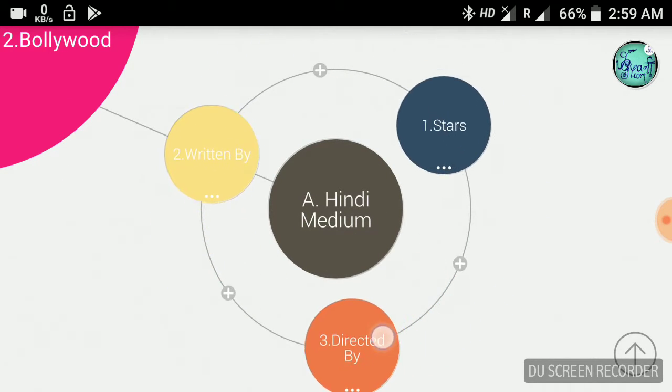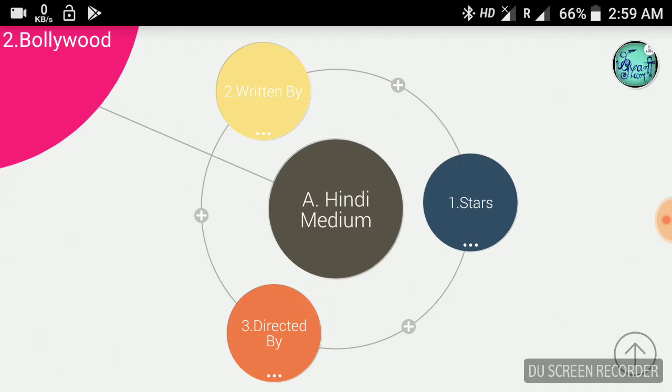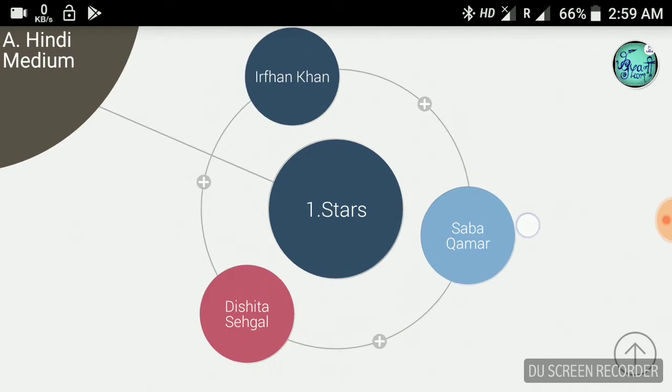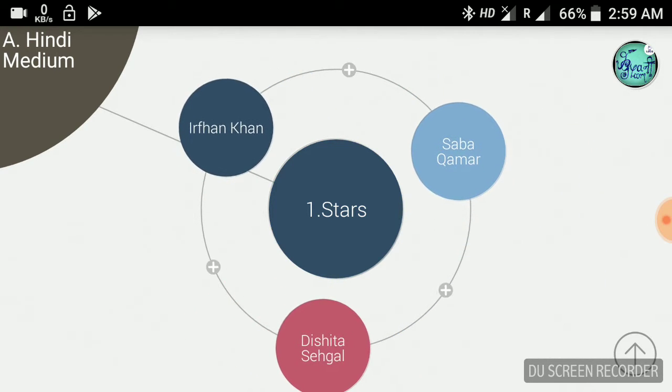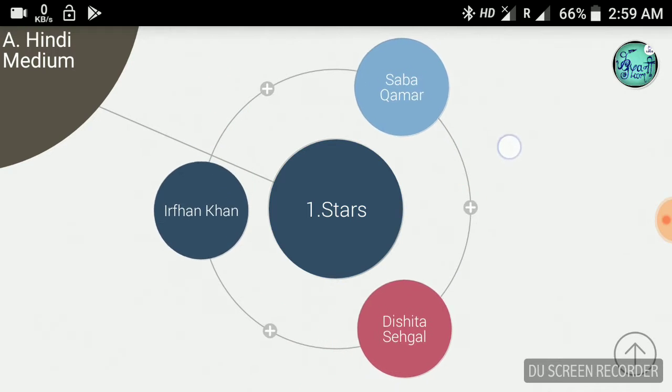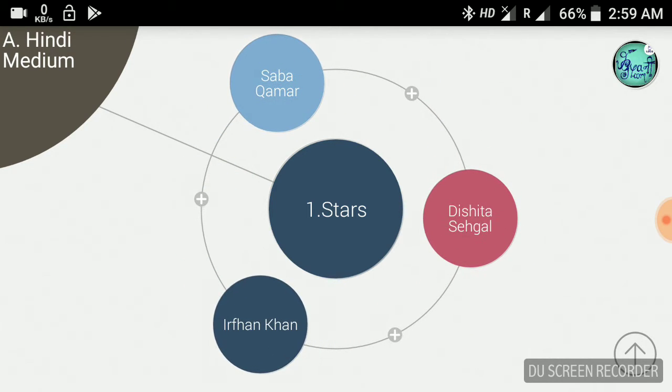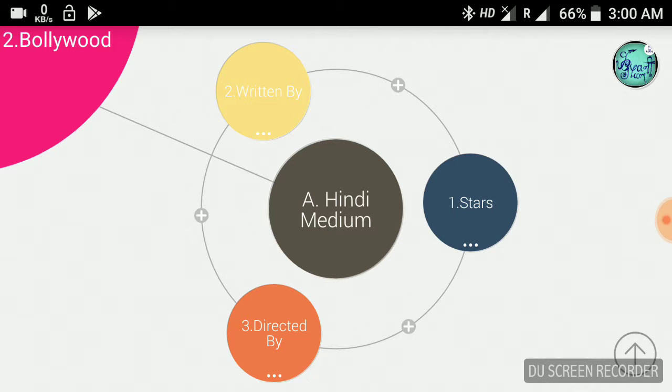Now I'm going in depth at some points related to the Hindi Medium movie. First one is: who are the stars? You all know that Irfan Khan has the leading role in it, and the heroine that you have seen in that is Saba Qamar. And the story revolves around Dishita Sehgal. She was Pia, the beautiful child whose admission is the central theme of this story.